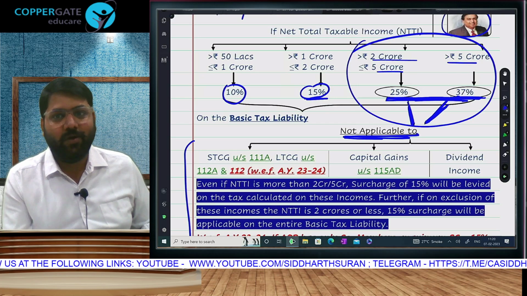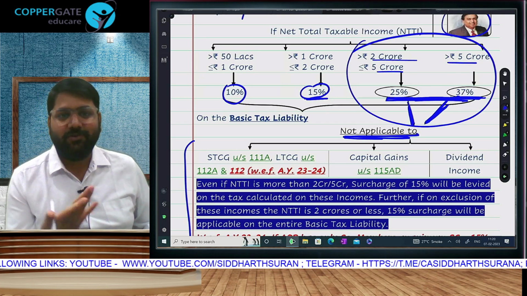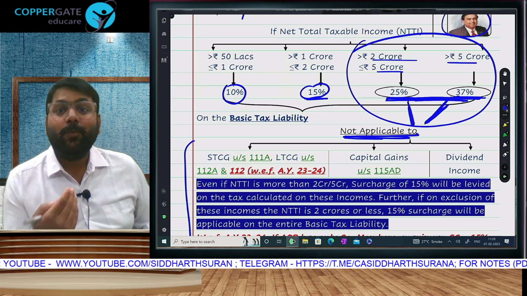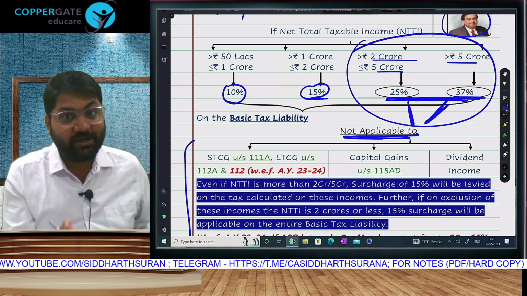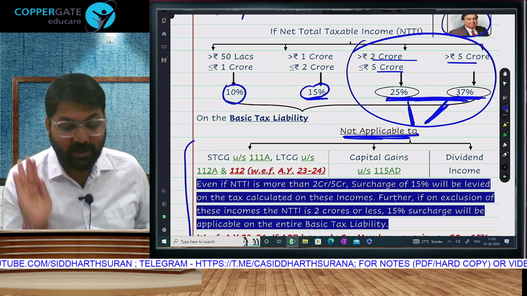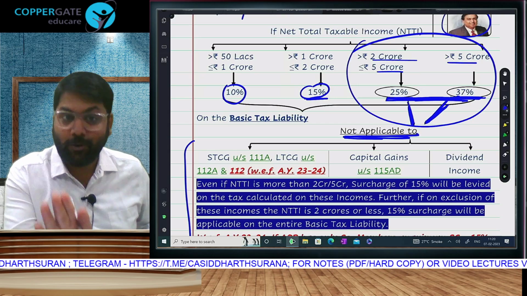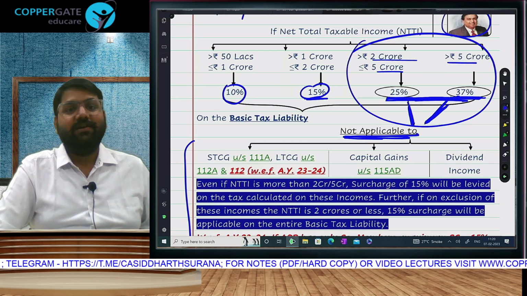Obviously, the moment you have crossed 1 crore. So, if you are 0 to 50 lakhs, 0% surcharge. More than 50 lakh to 1 crore, 10% surcharge. More than 1 crore to 2 crore, 15. More than 2 crore, normally 25 comes, but for certain people, it will not apply. It will be 15. More than 5 crore, normally 37 comes, but for certain people, it will not come. It will be only 15.